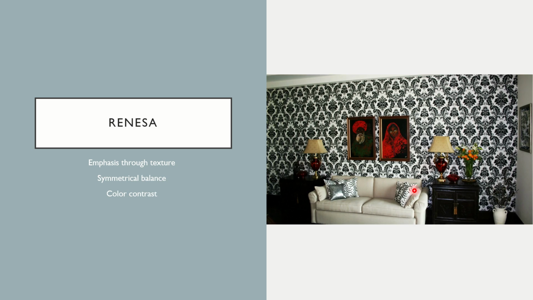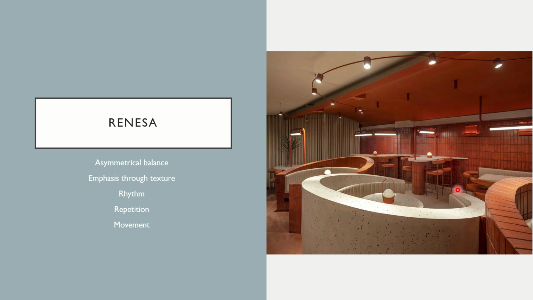Here in the picture from Renaissance, I can see the emphasis through texture. There is asymmetrical balance here. There is color contrast, which is this white and the black color as well. Moving ahead, I can see a good movement here. I can see a rhythm in these kinds of shapes here. I can see the repetition in the lines and the sitting arrangement and this view as well.